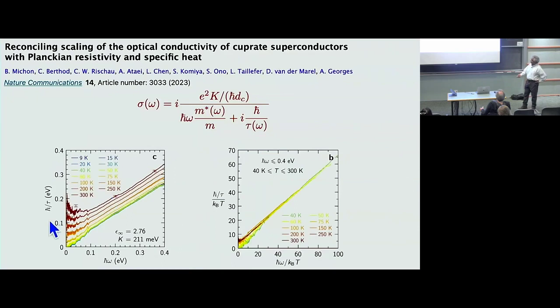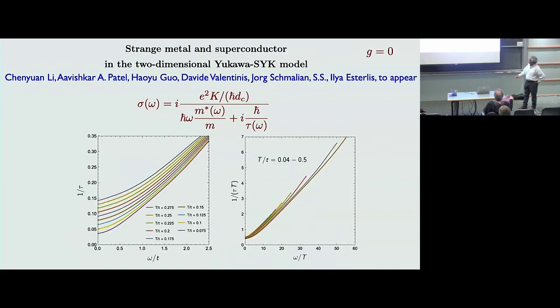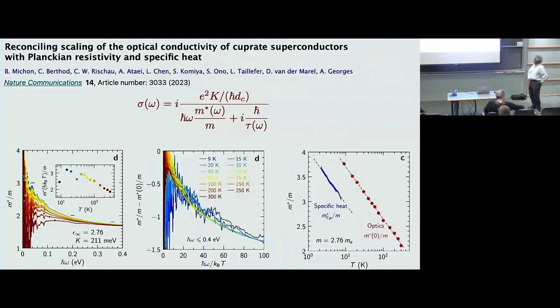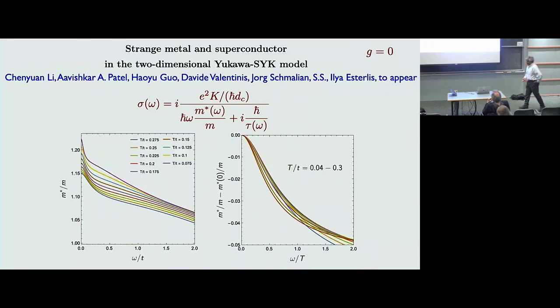This is h bar over tau as a function of omega for different temperatures. And then when you rescale both with temperature, the transport scattering rate scales beautifully. And that's exactly what we find in our numerical computations. The effective mass, as plotted as a function of frequency at different temperatures, doesn't scale as well. And at zero temperature it has a logarithmic dependence on temperature, which is exactly what comes out of our theory too.